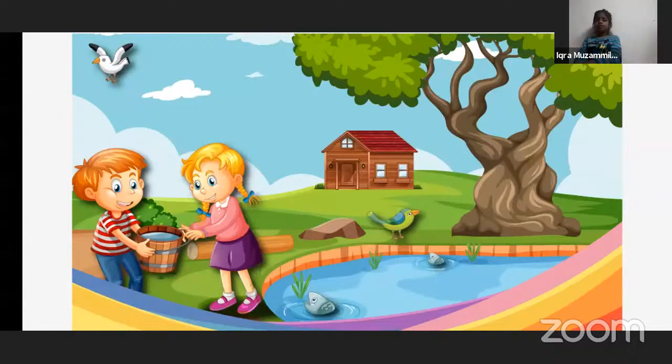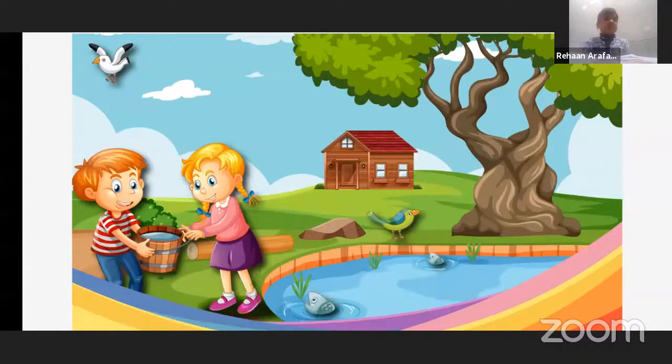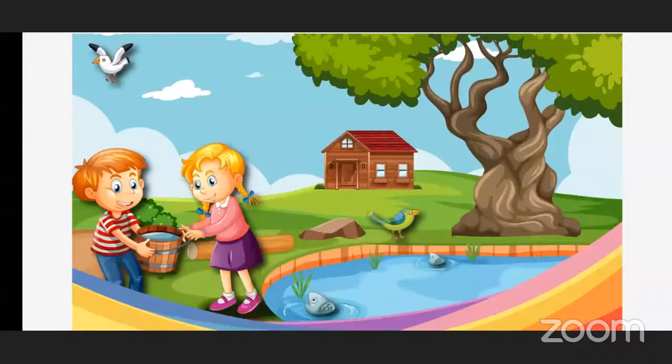There is one fish near the tree. The pond is near to the tree, so the fish is near to the tree and one bird is near to the tree. And where is another bird? Flying in the sky, and it is away from the tree, far from the tree. And where is the house? Far from the tree.